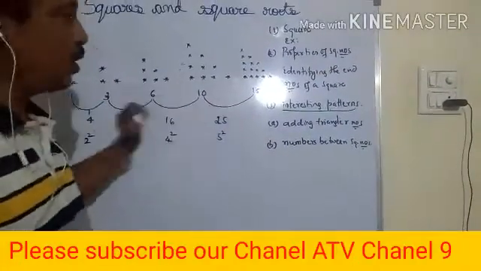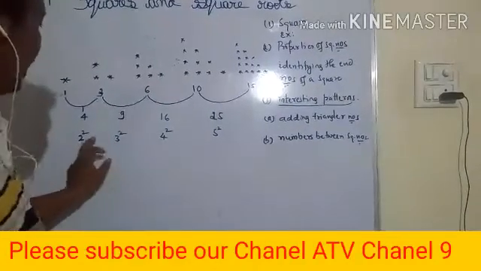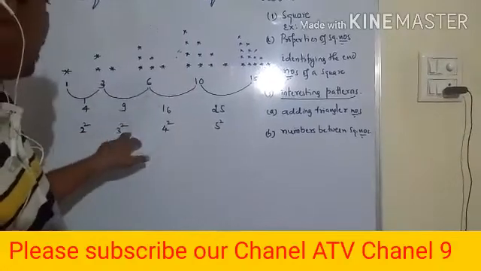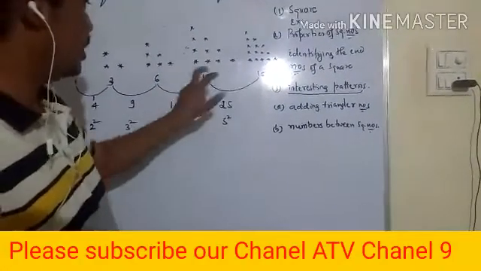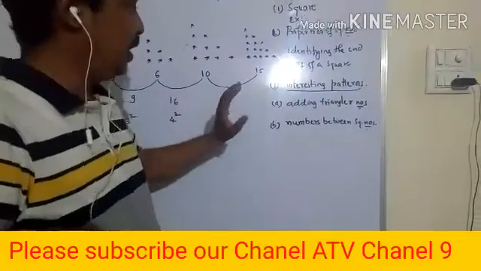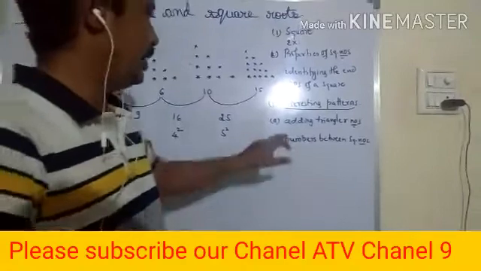This is the first property. Adding these, what will we get? We will get a square number, 2 square. Adding these two, I am getting 4. Adding these two, I am getting 9. Adding these two, I am getting 16. And adding these two, I am getting 25. This is one of the special interesting patterns of the square and triangular numbers.